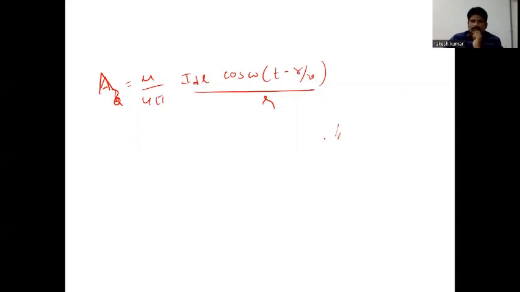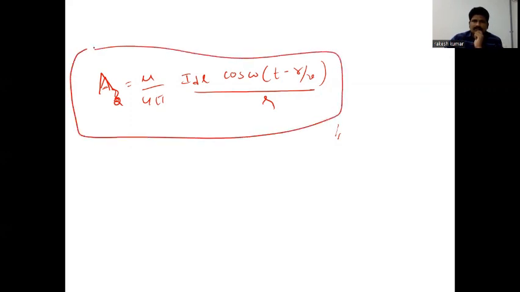So this is the value of Az. Okay, now let us consider. This is my current element. So this is the Z axis. Okay, here I have kept my current element.